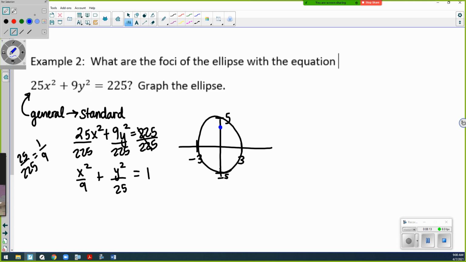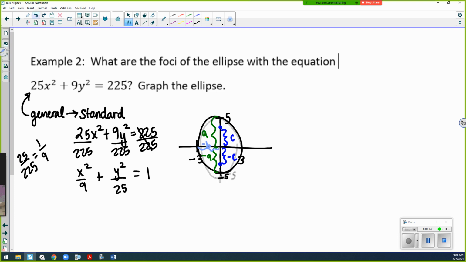So my foci are going to be along my major axis, always, always, always. Keep in mind that this distance right here is c, and this distance would be -c. Now, from 5 to the origin, that's a. This would be -a. And just for the fun of it, we could say that this business right here is going to be -b and then +b. But I don't want to make that any more messy than it already is, so I'm going to delete that.